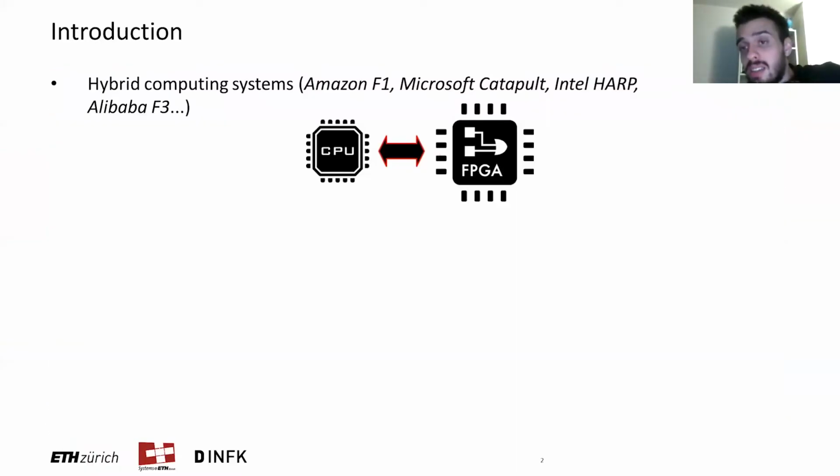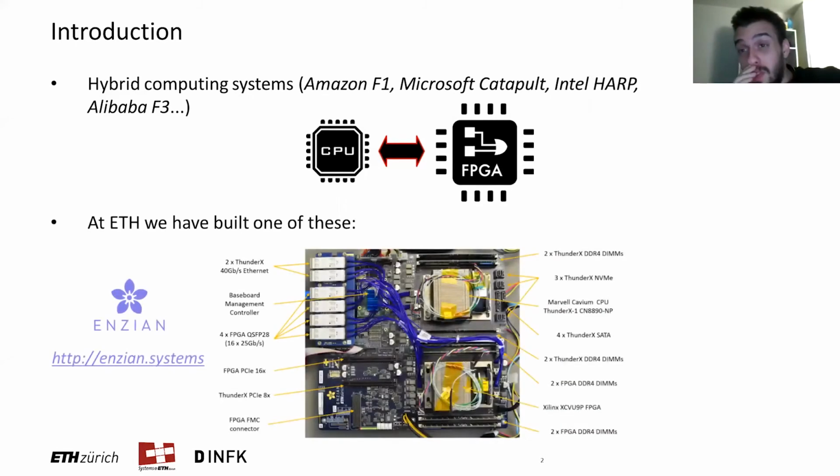Now, to give a bit of an insight, hybrid computing systems consisting of a CPU coupled with an FPGA are gaining a lot of traction, especially in data centers and in cloud environments. Examples like Amazon F1 instances, which you can rent. Microsoft does a lot of in-house in-network data processing with Catapult. Intel has a few iterations of the HARP already, and so on. So they're definitely here to stay. And because we believe in this as well, we actually built one of these systems ourselves at ETH. It's called Enzian, and you can check it out under the link there.